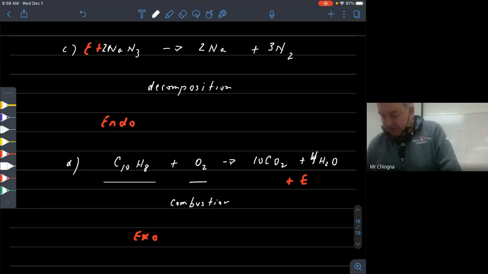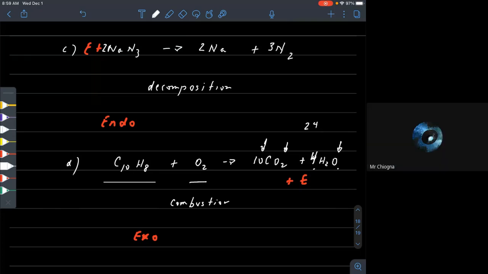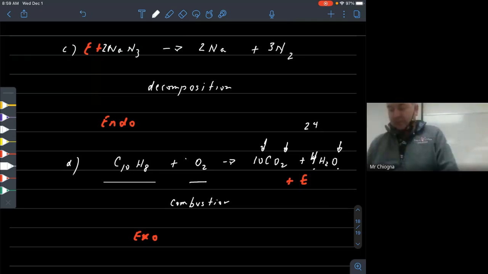So there's 10 times 2, which is 20 oxygen, plus the oxygen here, 4 times 1, which is 4, for a total of 24. I need 24 on the left. How do I make it so there's 24 on the left? What do I put here? Good, times it by 12.